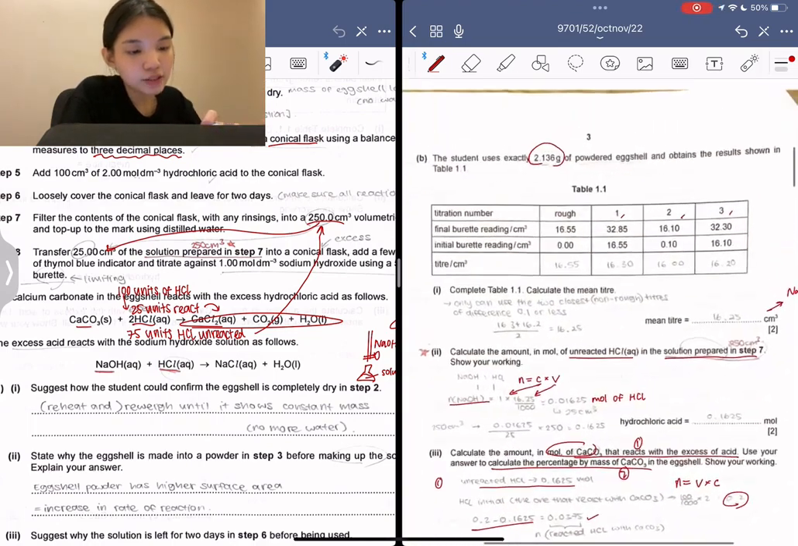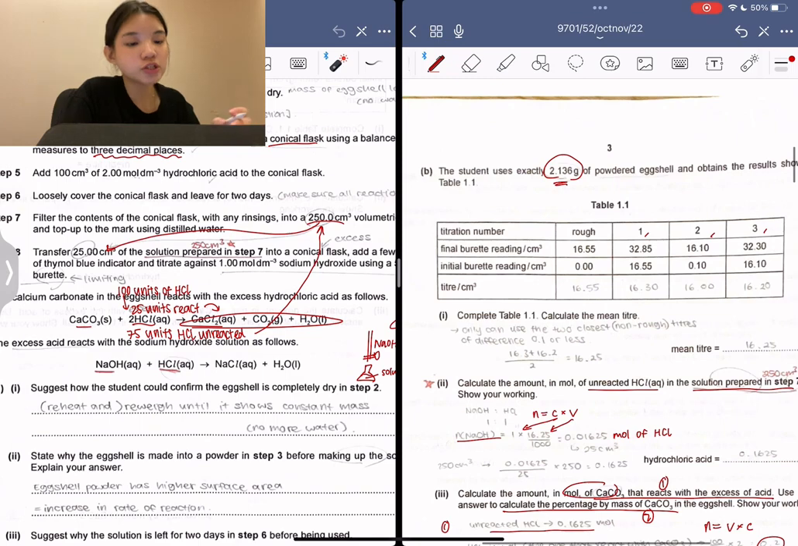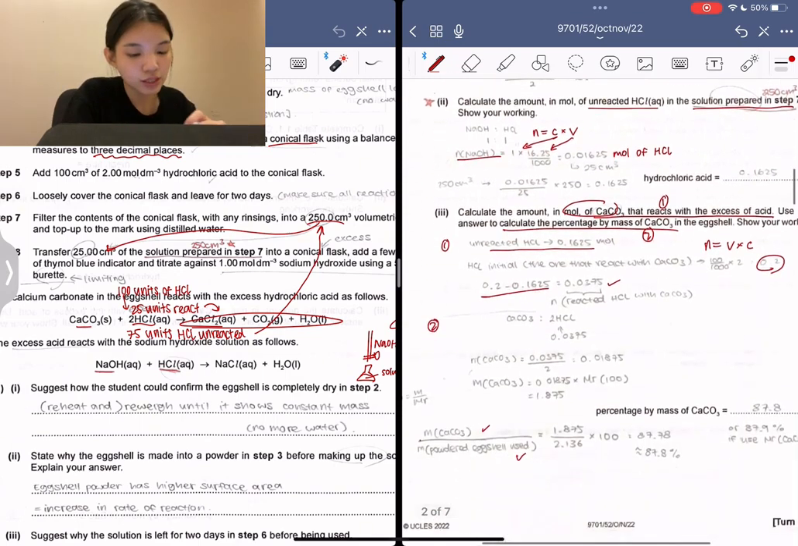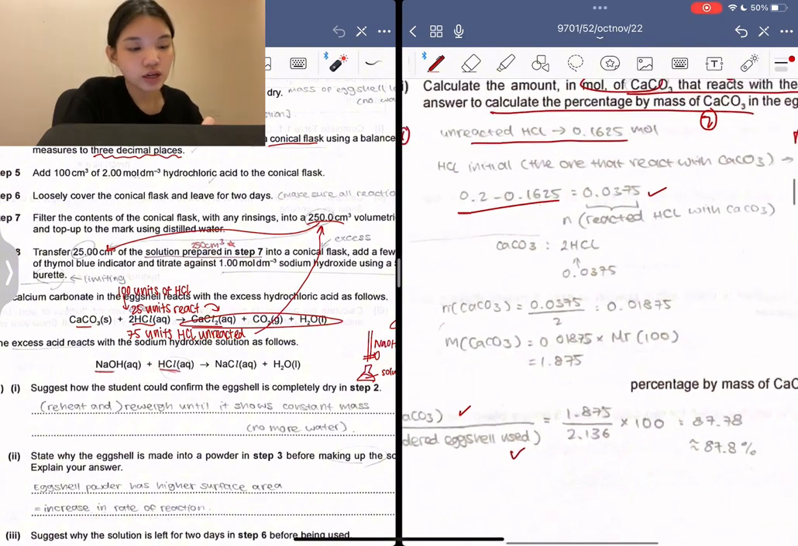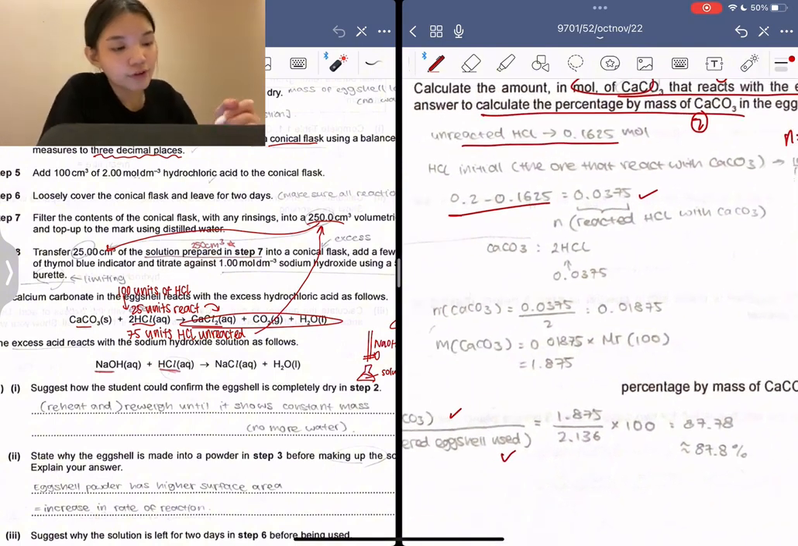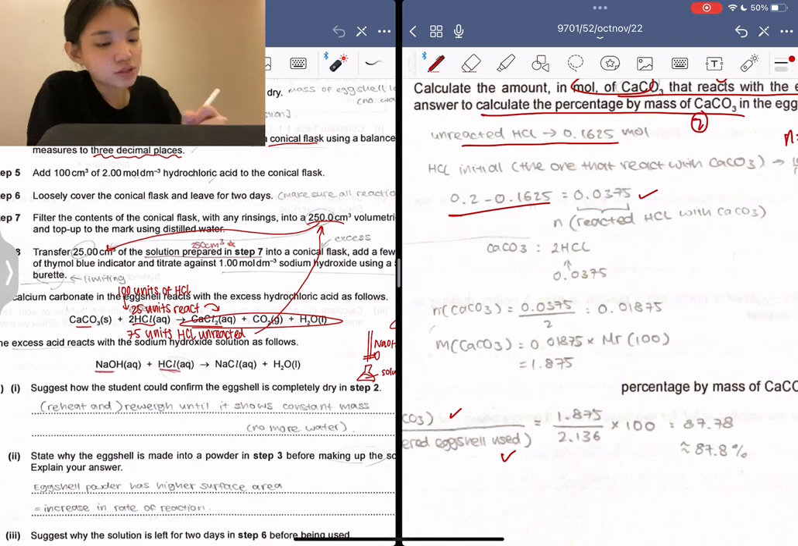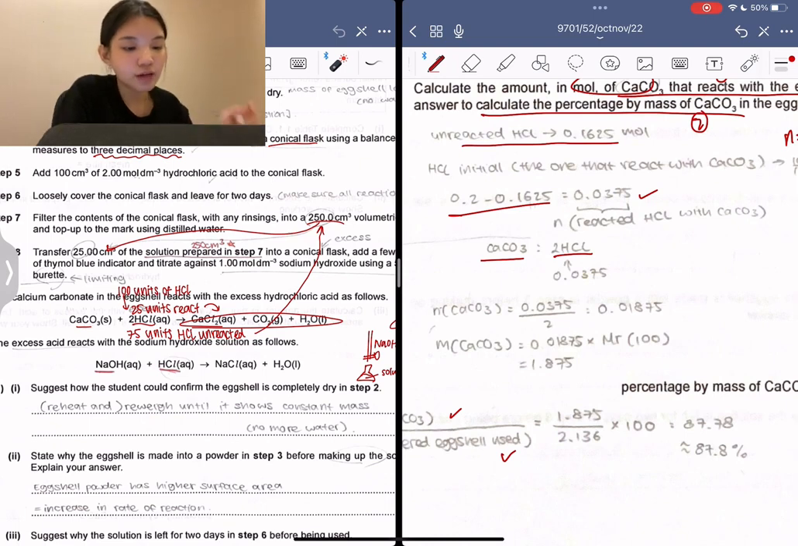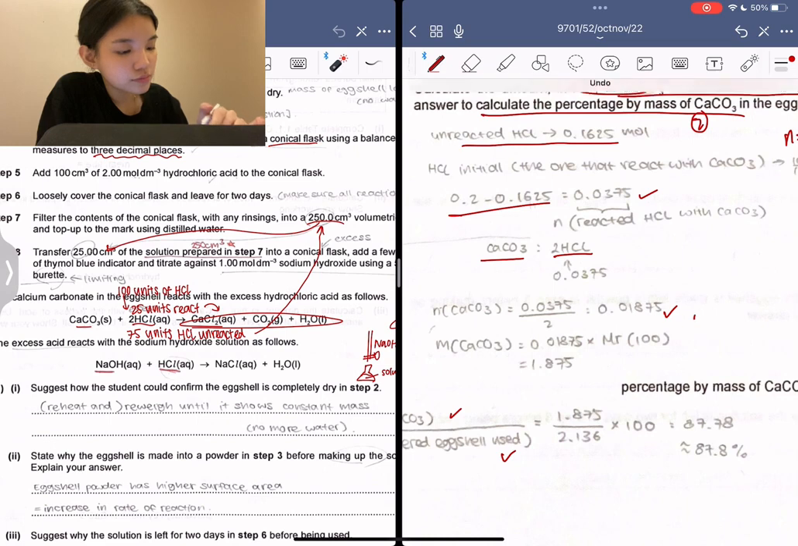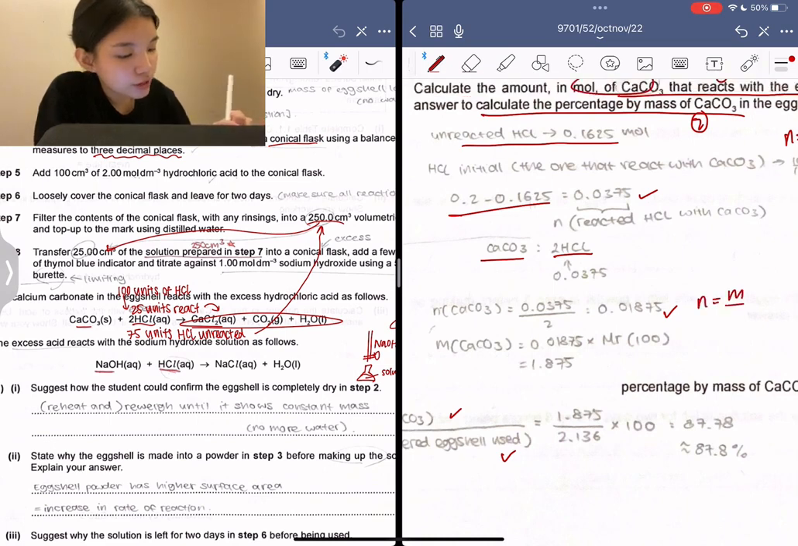So because the mass of the powdered eggshell at the beginning of the question is 2.136 grams, you need to find the mass of CaCO3 first. You already have the moles of HCl that reacts with CaCO3, and because CaCO3 to HCl is a 1 to 2 ratio, you divide 0.0375 by 2 to get the moles of CaCO3, 0.01875.